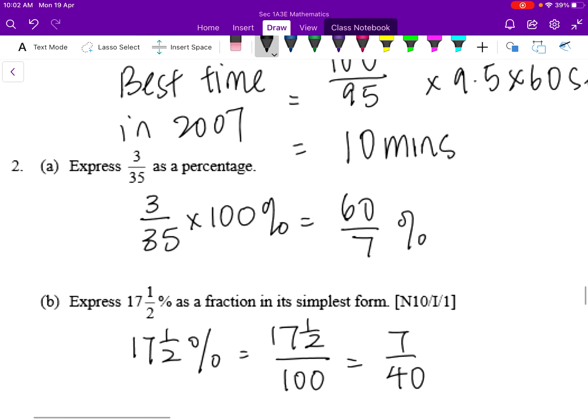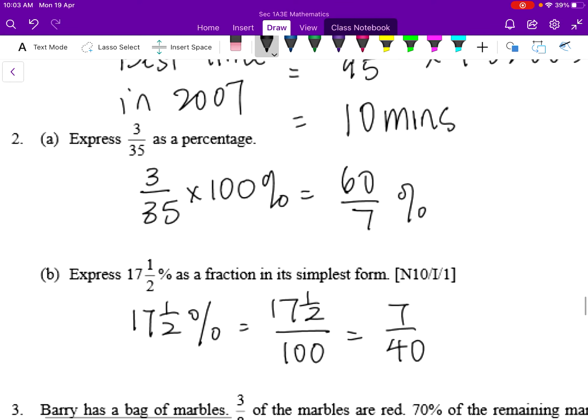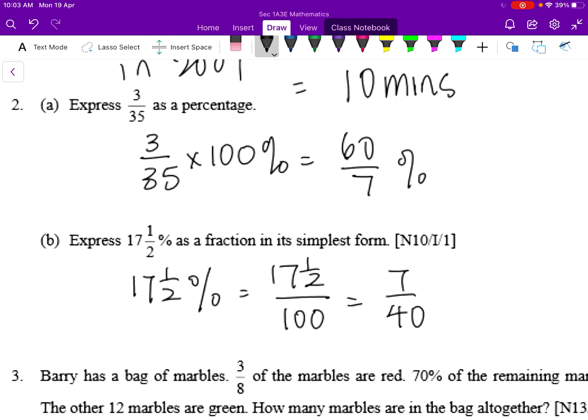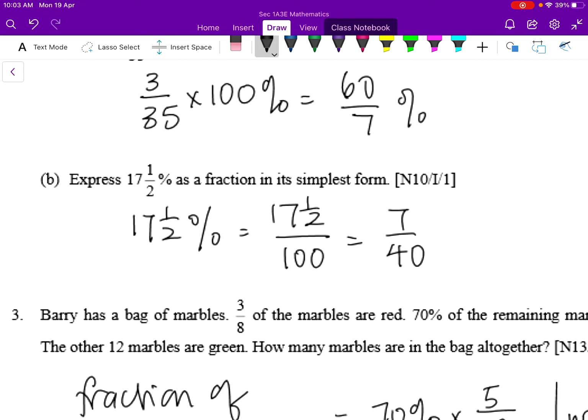Next, 3 over 35 as a percentage, no problem for that. Do not round off. Leave it as exact. 17.5, so 17.5 over 100. So 7 over 40.